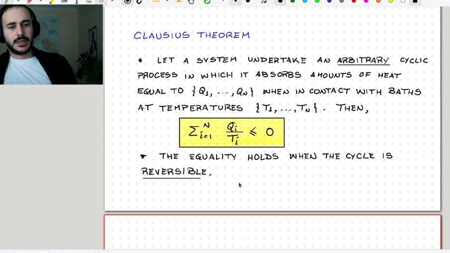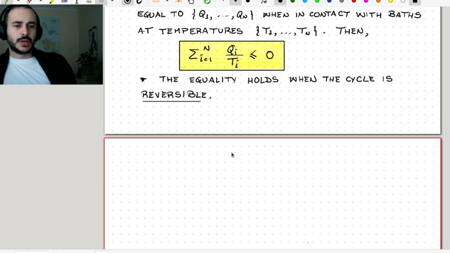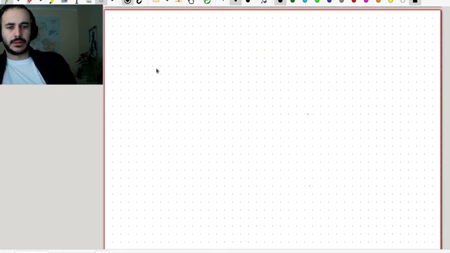Then you can do a corollary to this, and you can see that the equality here holds when the cycle is reversible. So kind of similar to Carnot's theorem, and we are going to see this is really a direct consequence of Carnot's theorem. Before we really start to prove the theorem, let's just see one of such cycles, just to have a concrete picture in mind, and this will help us fix ideas.